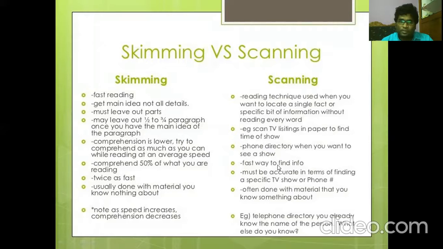So when we are trying to read some information, we go for the content we are actually looking for. The rest will be ignored. We must be accurate in finding a specific TV show or phone number, and it is often done with material that you know something about. For example, here you are given a material, and you are going to pay no keen attention to the rest. This is how skimming and scanning work.